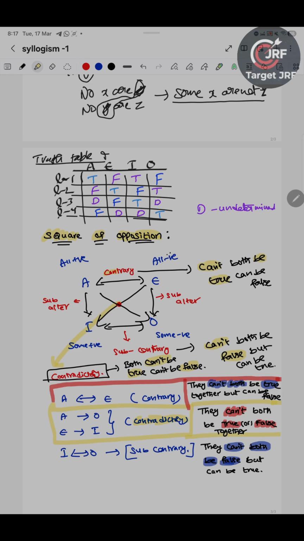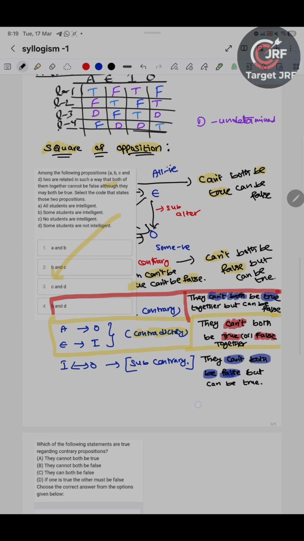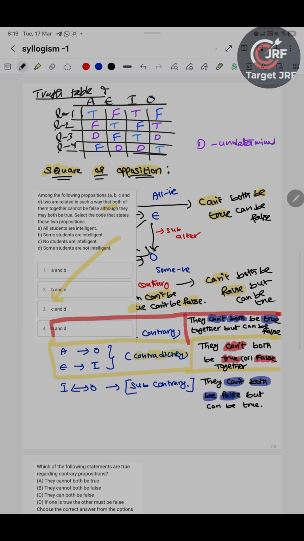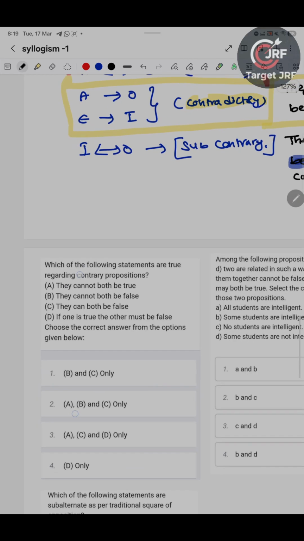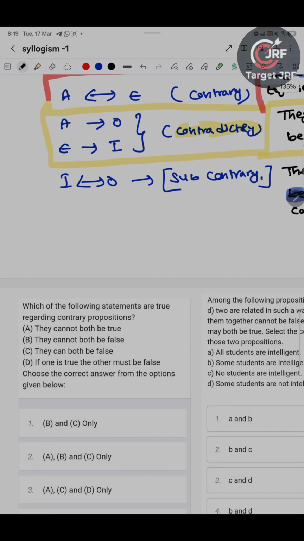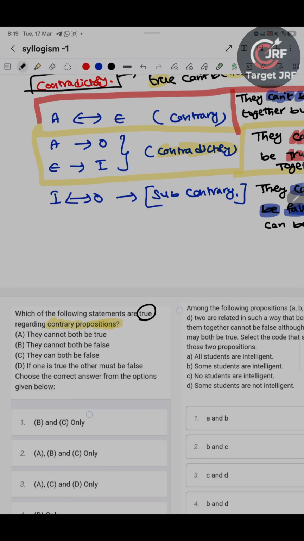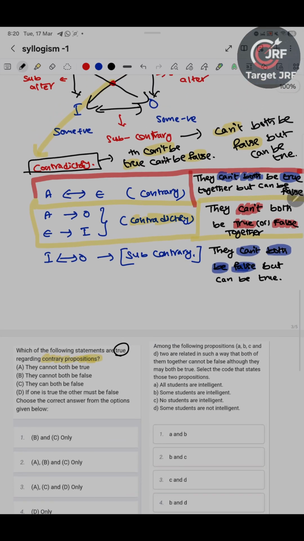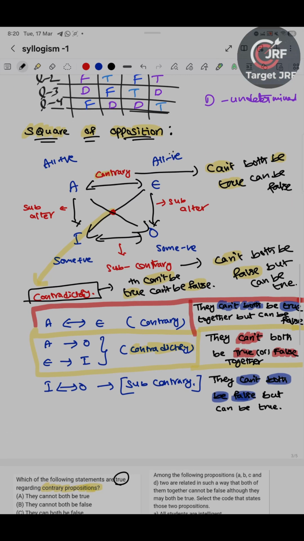So now let us see a few questions based on it, then you will understand. So here are a few problems. Which of the following statements are true regarding the contrary proposition? This is what I was telling about, they will ask directly. You can expect direct questions in NET UGC. So contrary means A to E.